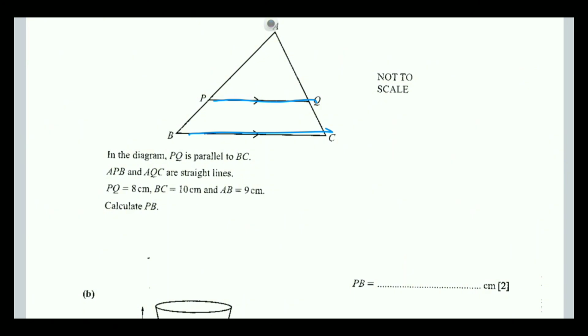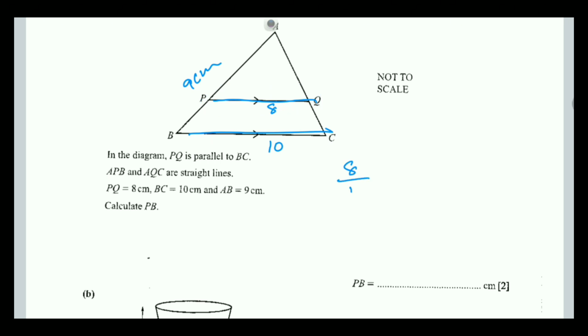So how to solve it? PQ is 8, BC is 10 and AB is 9 centimeter. So it means one corresponding side. These are the corresponding sides. You can see.